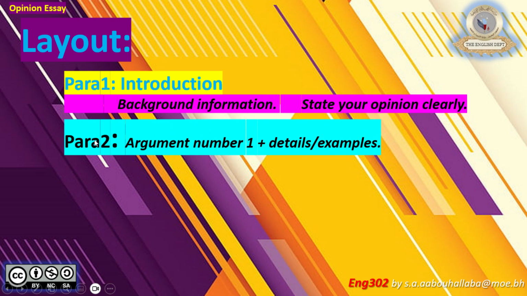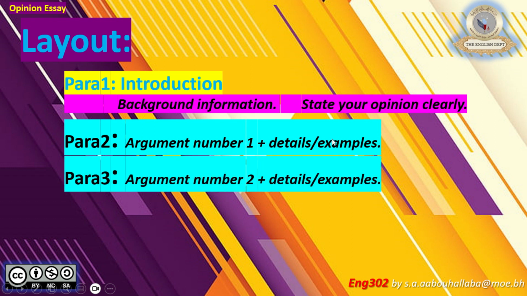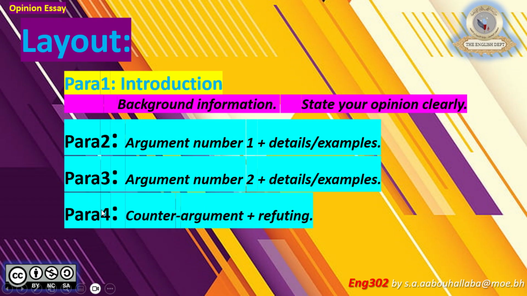And then, in paragraph 2, you are going to talk about argument number 1, an argument for your opinion, okay? And you need to add details or examples about it. In paragraph 3, you need to add one more argument, argument number 2, with details and examples as well. What about the next? In paragraph 4, you need to add a counter argument, but here you are not going to be objective, just telling the reader about the arguments and counter arguments.